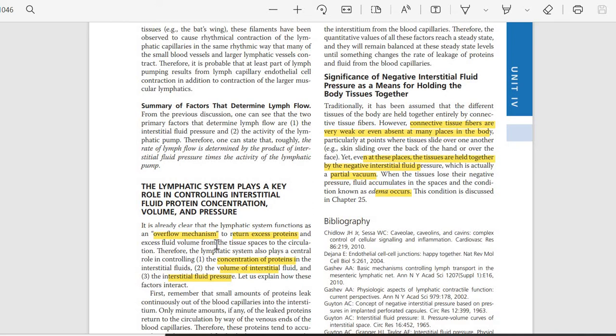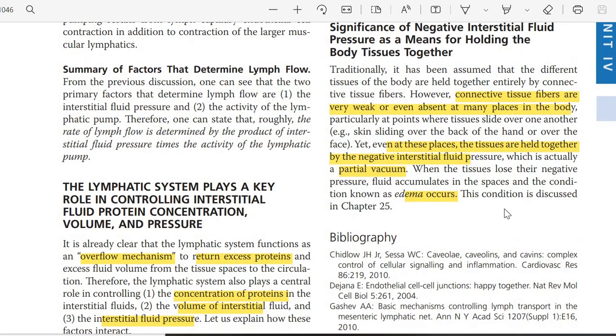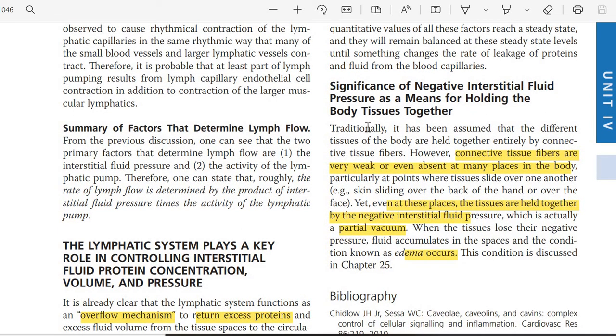So in short, all this lymph is our overflow mechanism. Whatever fluid overflowed out of the capillary into the interstitial space returns to us with excess protein. Therefore the lymphatic system plays a central role in controlling the concentration of protein, the volume of interstitial fluid, and interstitial fluid pressure. So if, for any reason, the lymphatic system fails and the excess fluid is not coming back towards the circulation, ultimately edema occurs.